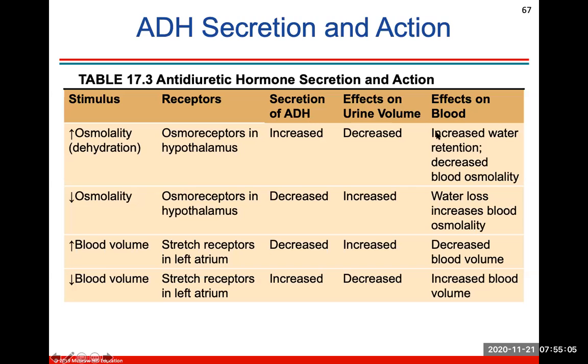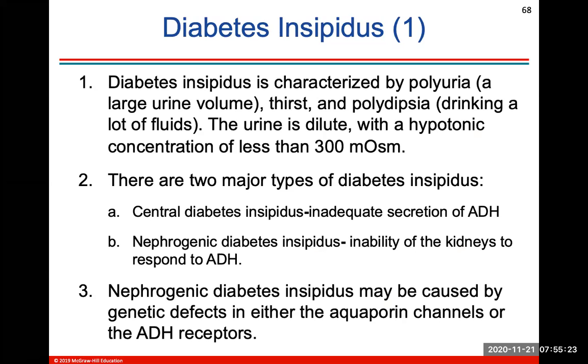The effects on blood: antidiuretic hormone will increase water retention. So you can see here, if blood volume increases, antidiuretic hormone will decrease. If blood volume decreases, antidiuretic hormone will be increased to try to increase blood volume. Diabetes insipidus is characterized by polyuria, which is a large urine volume, thirst, and polydipsia, which is drinking lots of fluid. The urine is extremely dilute.